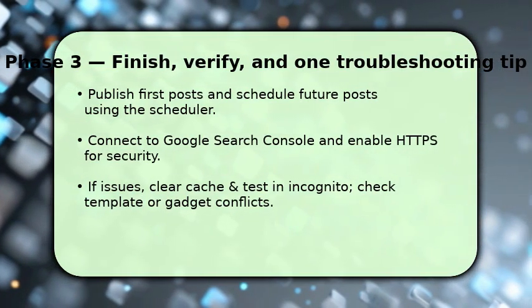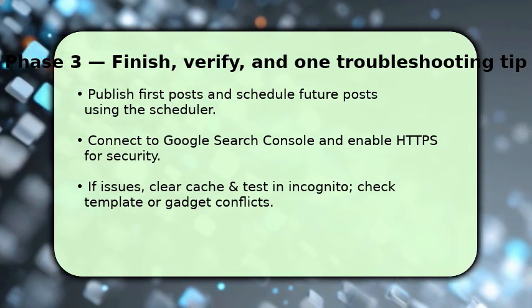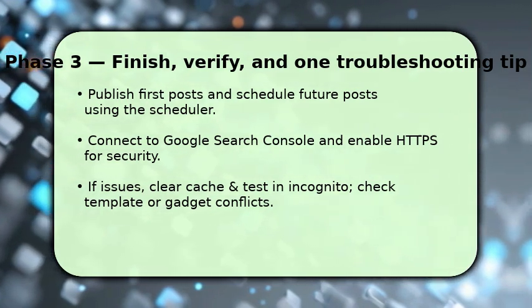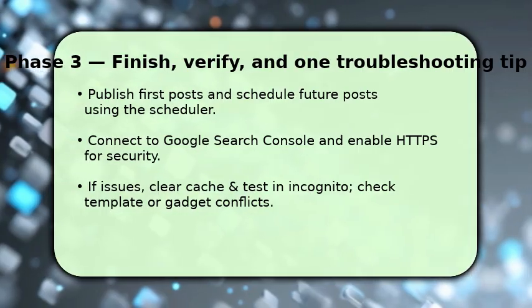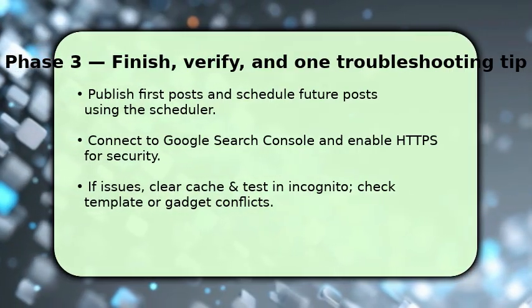Then connect your blog to Google Search Console and submit a sitemap. Make sure HTTPS is enabled to protect visitors. Promote via social profiles and add an email sign-up.